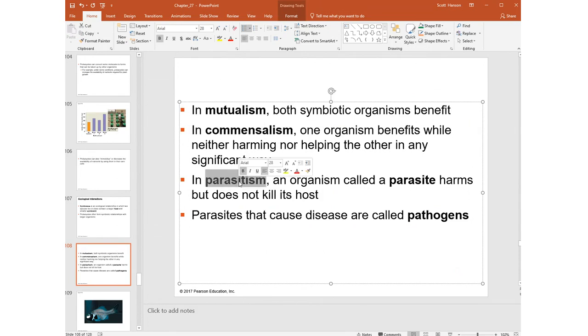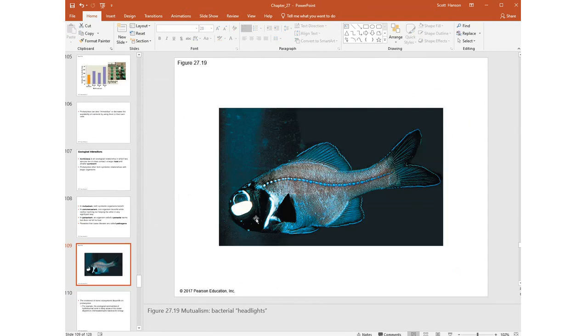In parasitism, though, a parasite causes harm to the other species, its host. A parasite will harm the host but not kill the host. Actually, technically, in some instances, the parasite does actually kill the host, at least indirectly. And then parasites that cause disease are called pathogens. Because remember, pathos is disease, like pathological, and gen, of course, is to generate or to produce. So, like this fish that's parasitized by a number of prokaryotes.